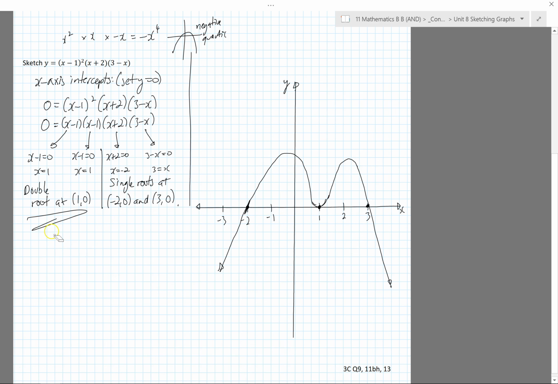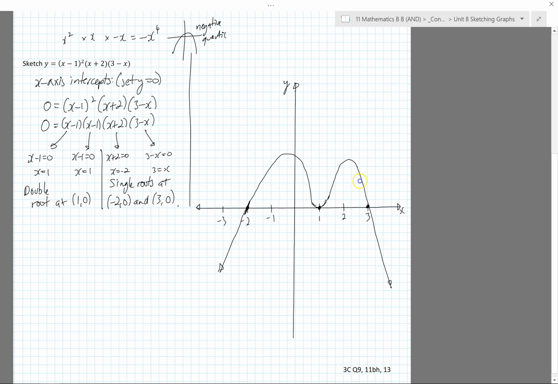So the purpose of this last sheet is just to get you used to the idea of single, double, and triple roots, that they exist. Obviously, if I was doing this problem in an exam, I'd also find coordinates of these turning points and the y-axis intercept. But this is just to demo the idea of single, double, and triple roots.